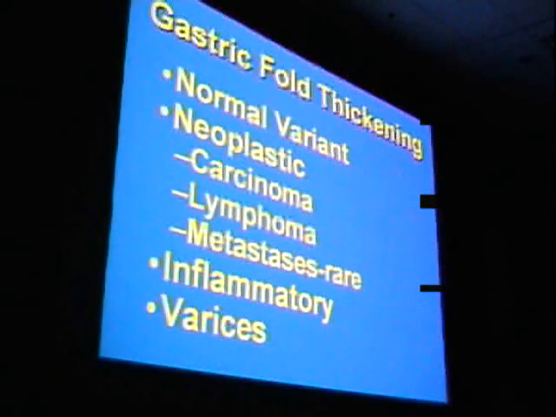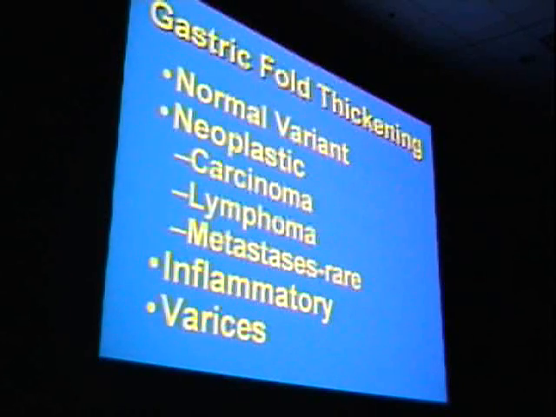In the absence of that history, though, you've got to be worried about linitis plastica here, Hodgkin's disease and metastatic disease. But usually this is not a problem because we have the history. Now we can have just thick folds. And again, we all know that there's a big overlap between what's a thick fold and what isn't.